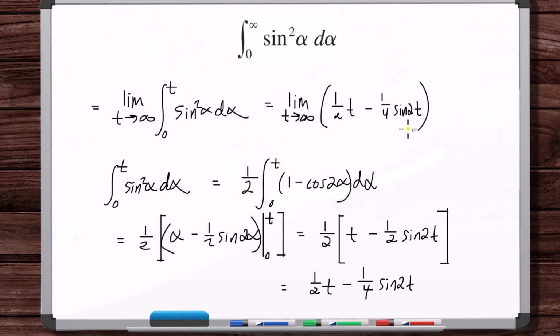Okay, so as t goes to infinity, this is oscillating. It's going to be between 1/4 and minus 1/4, because sine of 2t oscillates between 1 and minus 1, so 1/4 times that. This goes to infinity, 1/2 t, so infinity minus something oscillating between minus 1/4 and 1/4 is equal to infinity. So this diverges to infinity.